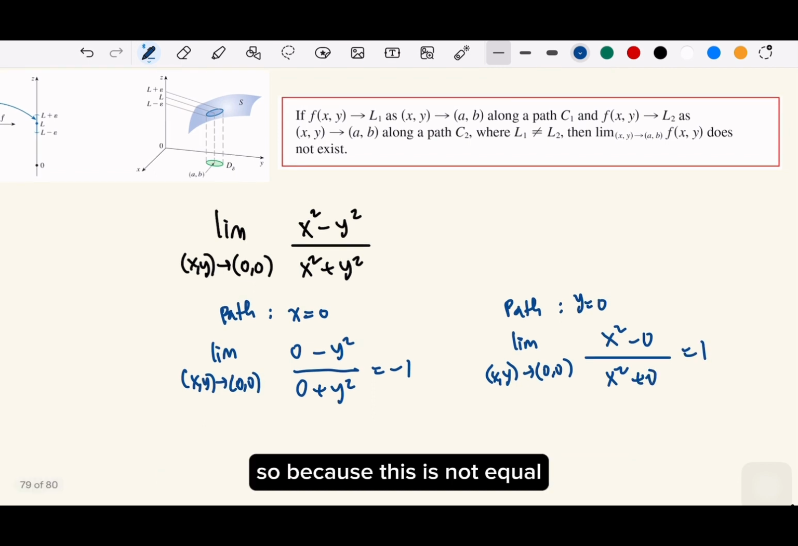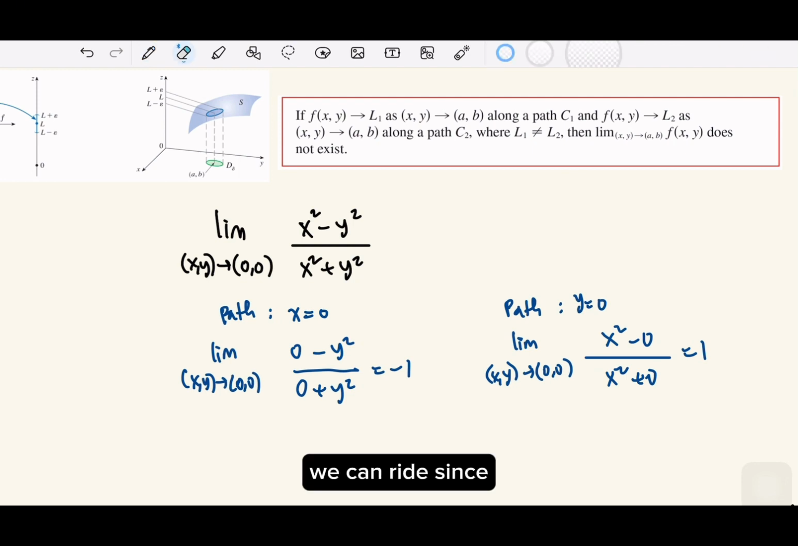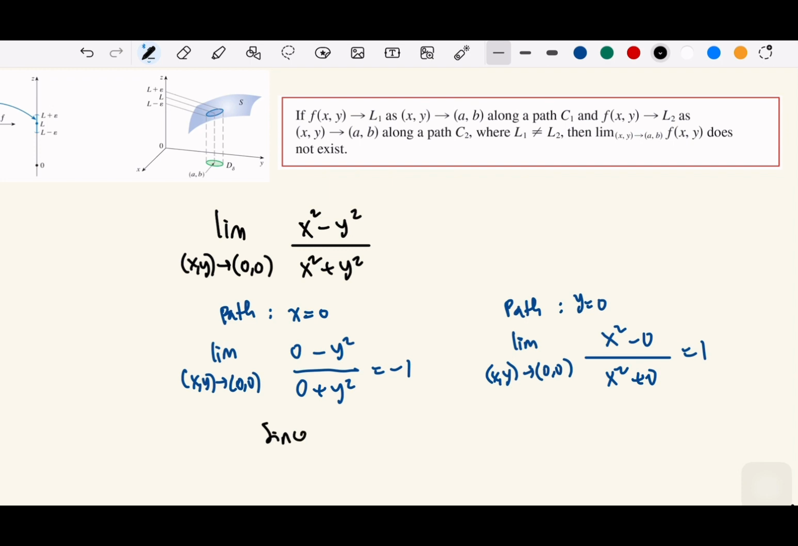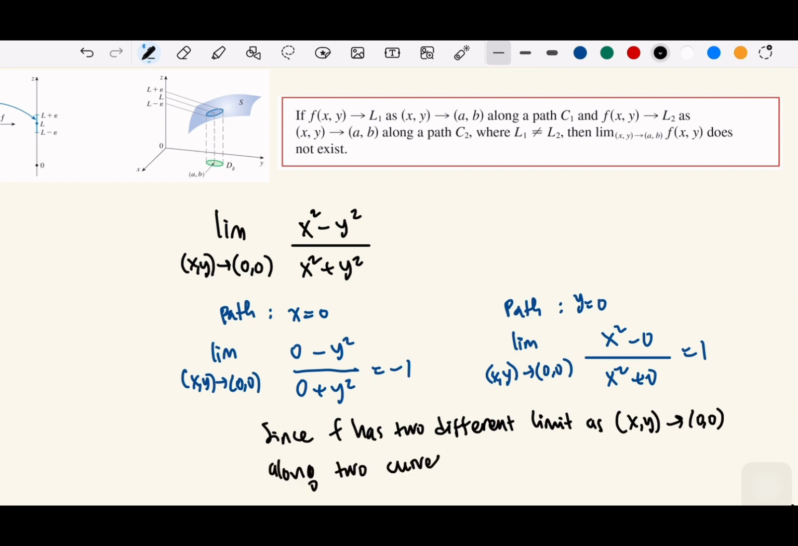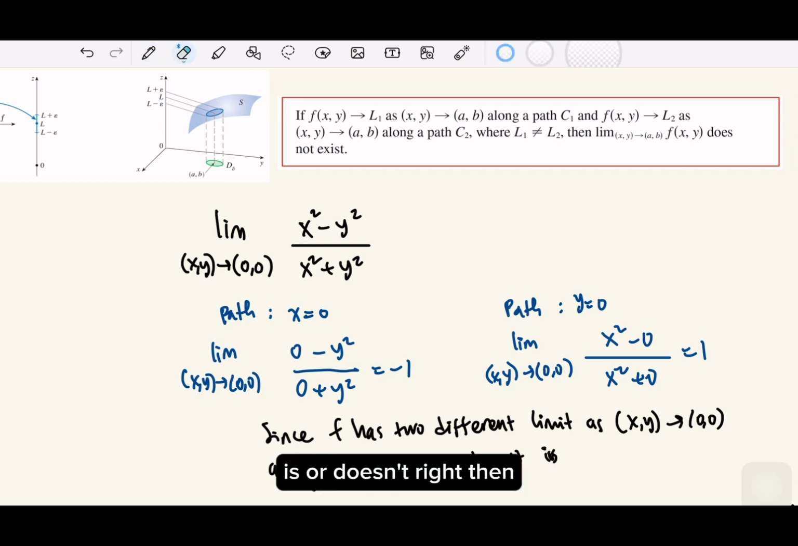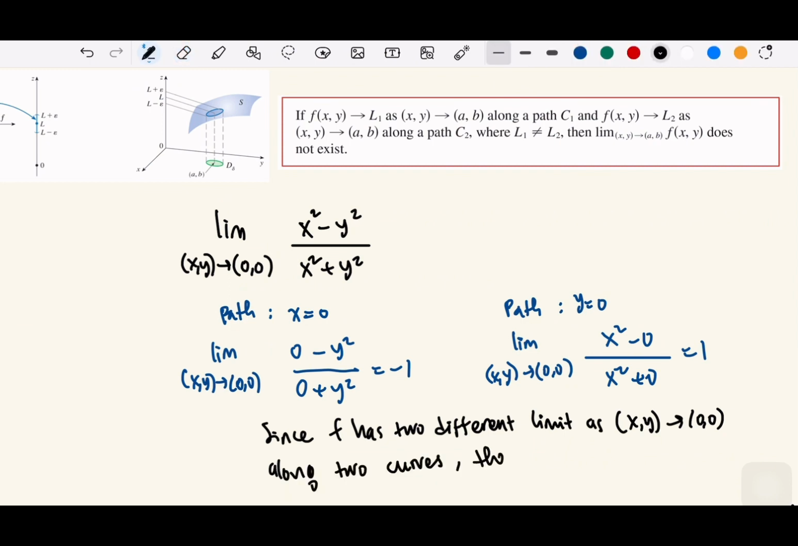Because these are not equal, we can write: since f has two different limit values as (x, y) approaches (0, 0) along two curves, the limit doesn't exist.